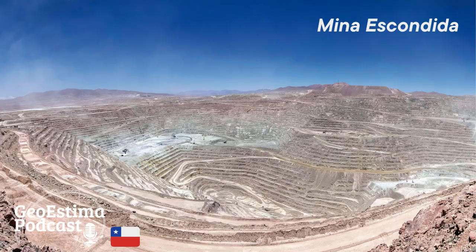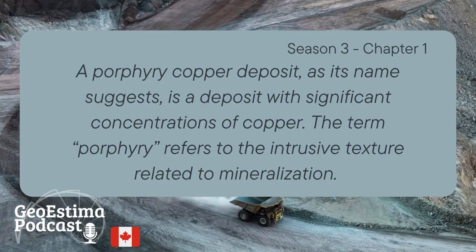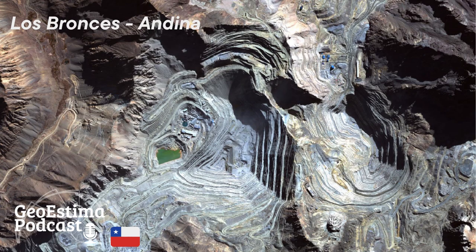Starting with the basics, a porphyry copper deposit, as its name suggests, is a deposit with significant concentrations of copper. The term porphyry refers to the intrusive texture related to mineralization. These deposits are the primary copper source, contributing more than half of the copper extracted worldwide. They are also a relevant source of molybdenum, rhenium, and gold. Let's see some of their principal characteristics.